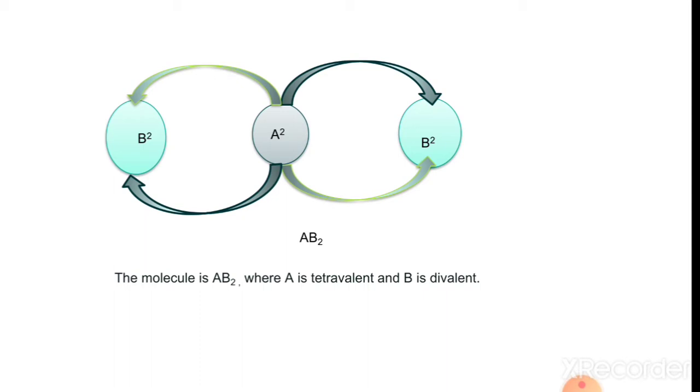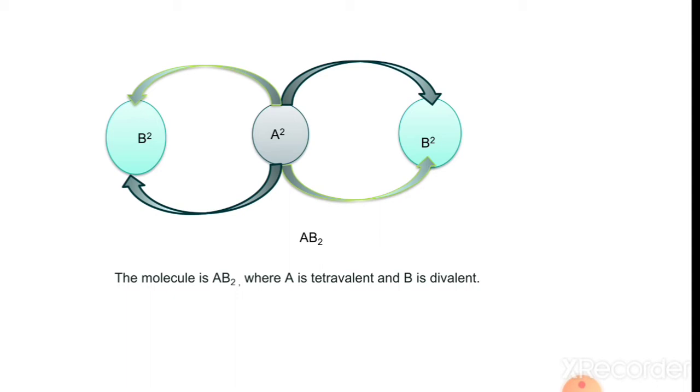So it combines with 4 other electrons, that is 2 from one B and another 2 from another B. That is, B is divalent. They require only 2 electrons to complete their octet, but A requires 4 electrons to complete its octet. So in the AB2 form, A is tetravalent and B is divalent. Tetravalent means 4 valence electrons are needed, and divalent means 2 valence electrons are necessary for the completion of the octet.